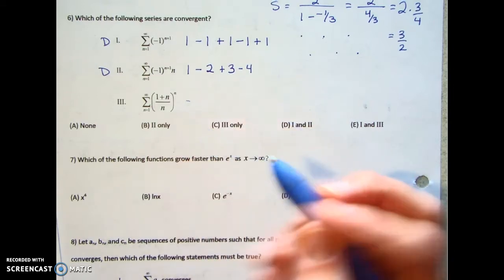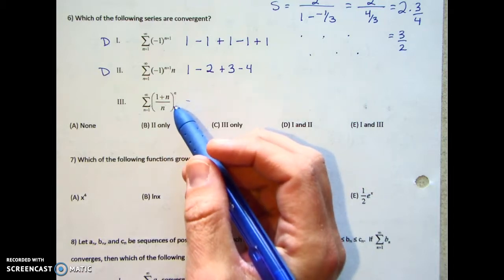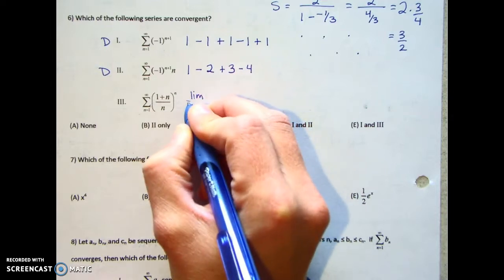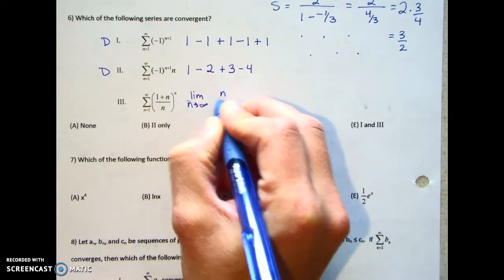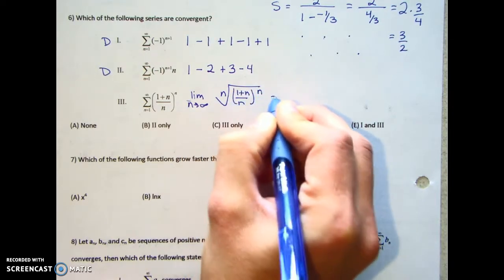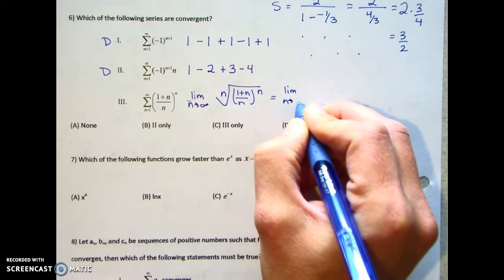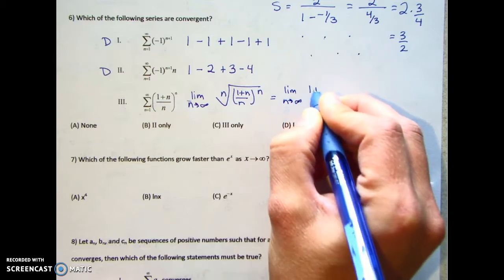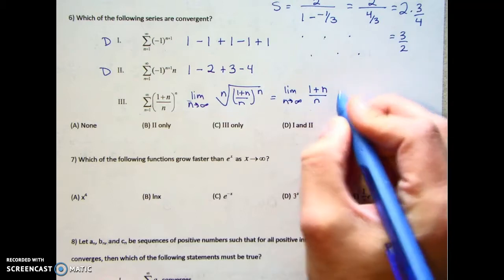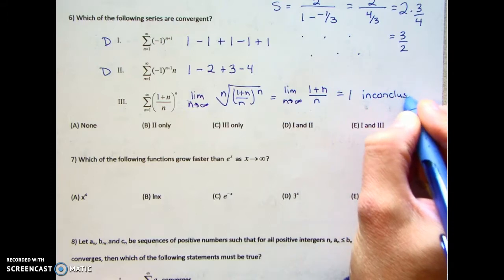All right, let's do this one. We can do, let's see, the nth power, so we can do the nth root test. So if we take the limit as n approaches infinity of the nth root of this, we get the limit as n approaches infinity of 1 plus n over n. This is 1 over 1, so that is going to equal 1. Oh no, that's inconclusive. Oh, shapoopy.